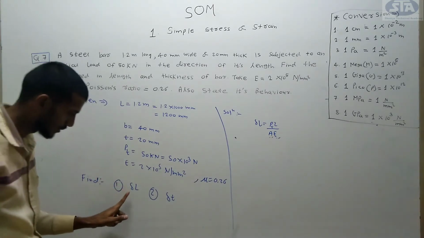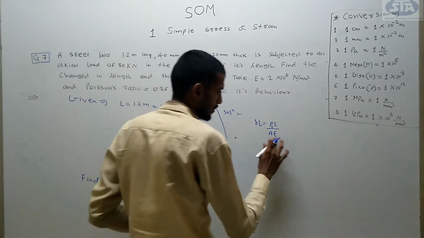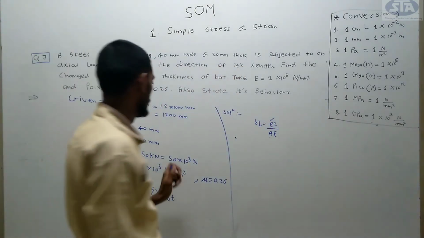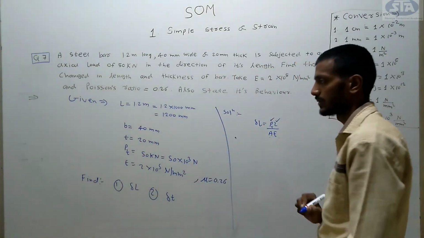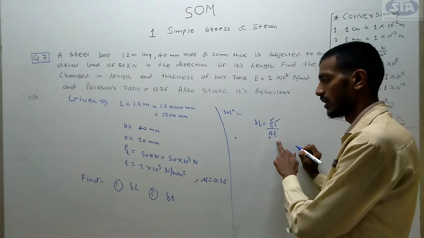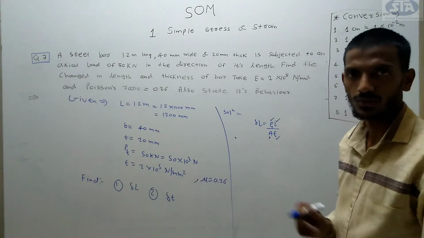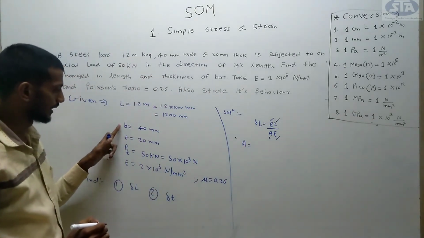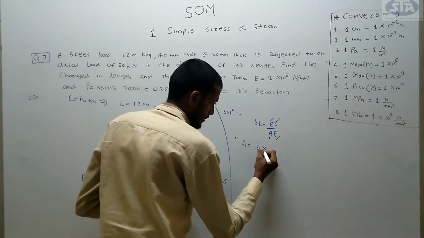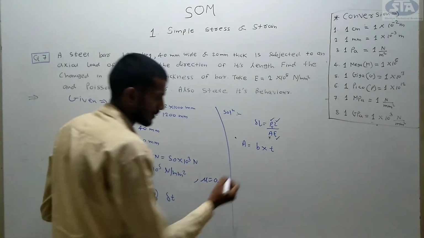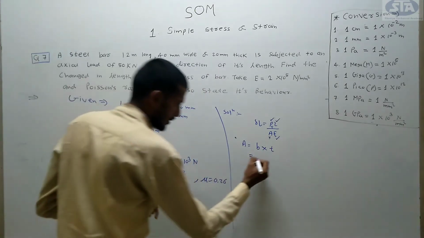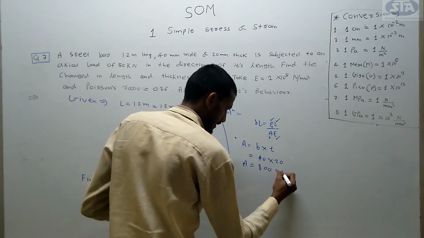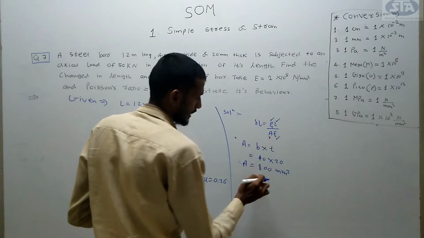So now for direct calculation of delta L, we know the formula: delta L is equal to PL upon AE. We have directly the tensile force, which is 50 kilonewton. Original length is given. We don't know the area, and we also know capital E, but we can calculate the area. We are given breadth and thickness, so area is equal to breadth into T. B is 40 into T which is 20, which is 800, unit is mm square. So now we have the area.